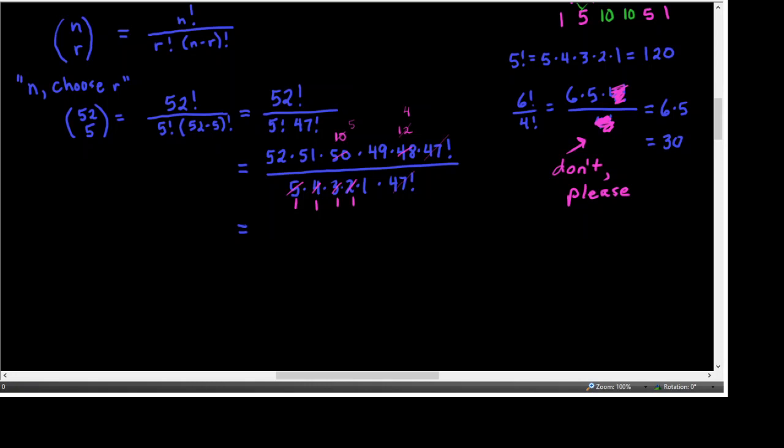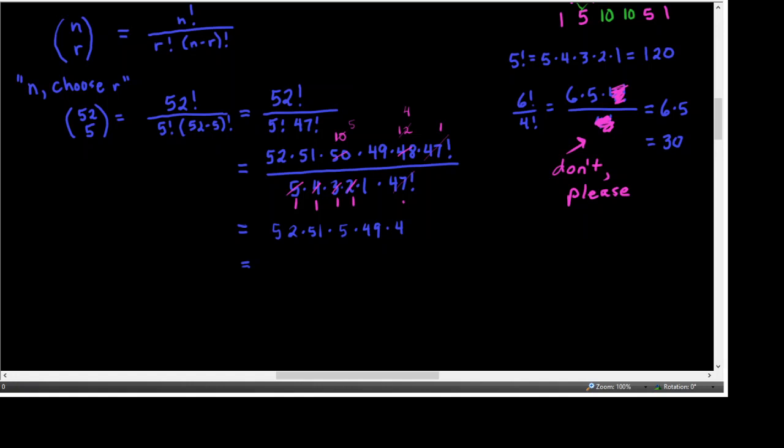But at any rate, the stuff that's left after all that canceling is 52 times 51 times 50, which became 10, which became 5, times 49, times 48, which became 12, which became 4, all over 1. Okay, all of those ones multiplied together in the denominator are 1, and anything divided by 1 is itself. And so we're left with that multiplication to do, which if you didn't have a calculator would still be kind of a pain. I get that. But I'm going to show you a shortcut here in a second.